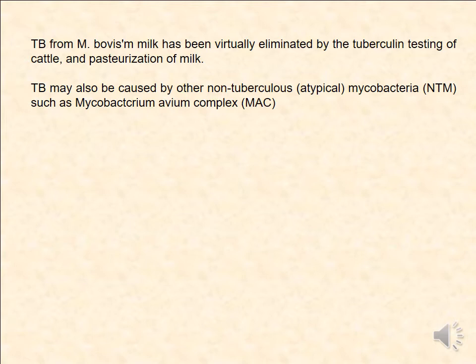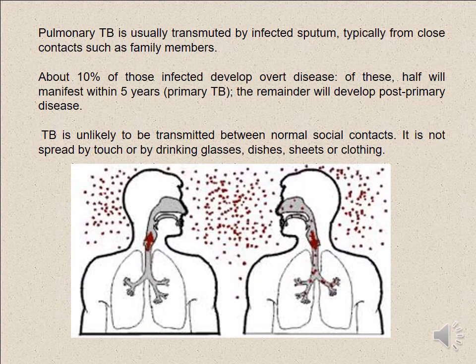Tuberculosis may also be caused by other non-tuberculous atypical mycobacteria. Atypical mycobacteria such as Mycobacterium avium complex can lead to tuberculosis. Pulmonary tuberculosis is usually transmitted by infective sputum, typically from close contact such as a family member.